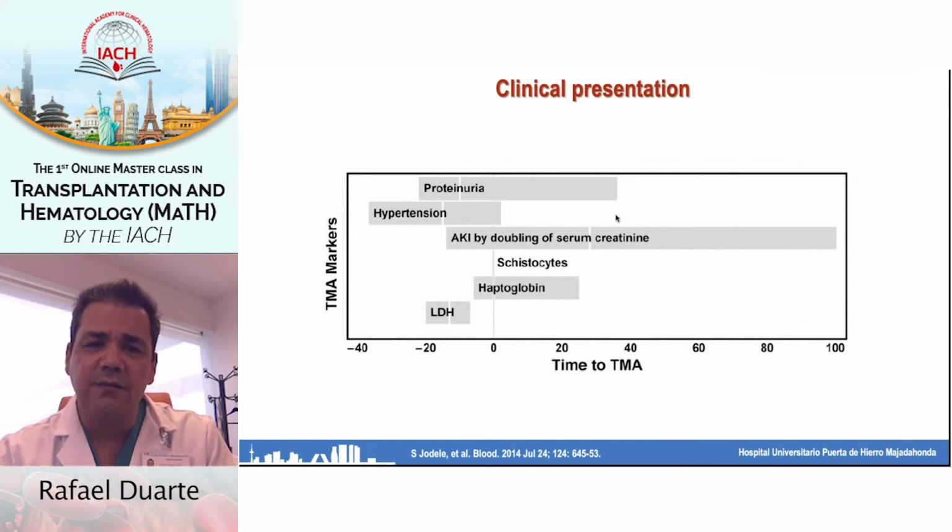If we try to look at these from a sequential perspective, it is important to know that there's some of these markers of TMA that appear earlier in the presentation of the disease, and some of them that appear later. This work from Sonata Jodel suggests that hypertension, heart control, proteinuria, LDH are early events and might help us predict, might help us be aware that TMA is happening in these patients.